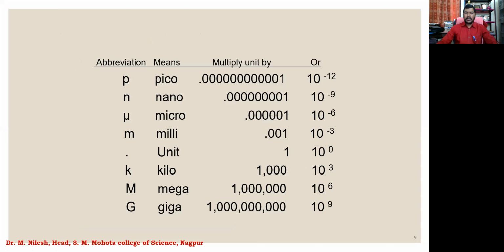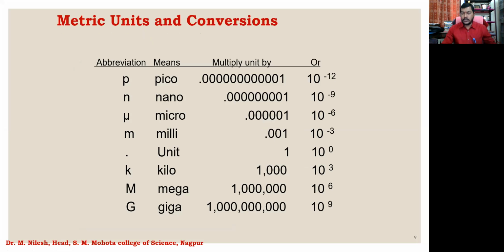Now let us start with this. We have studied metric units and conversions. This is what I have done there, 47 into 10 raised to power 2. So I have just shifted one decimal point. I have made it 4.7, and I have increased the power of 10 by 1. So it was equal to 4.7 into 10 raised to power 3.